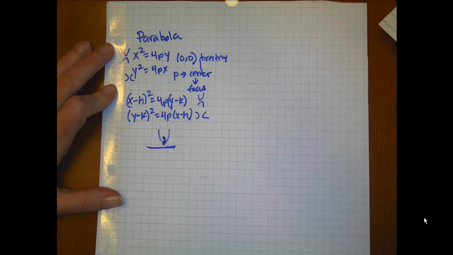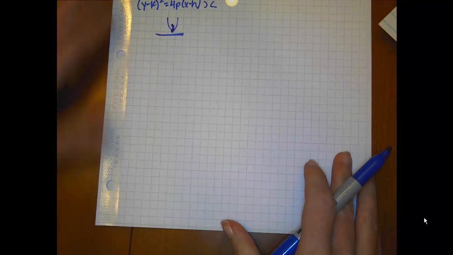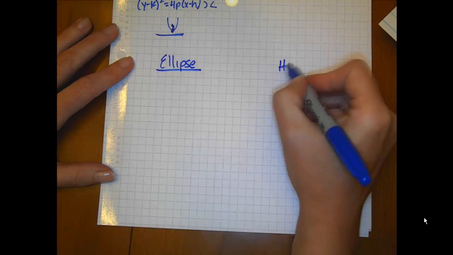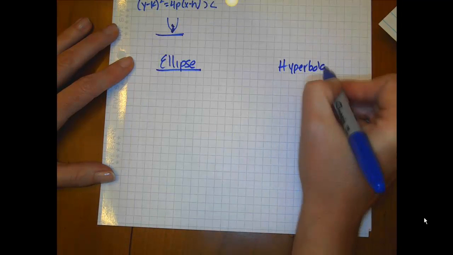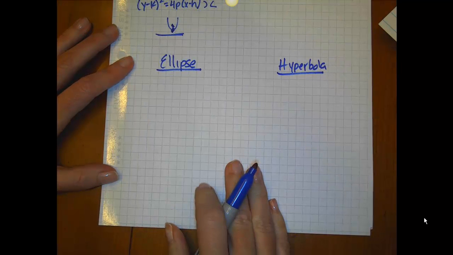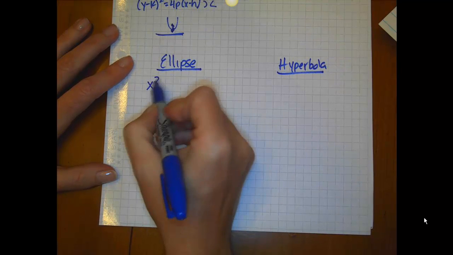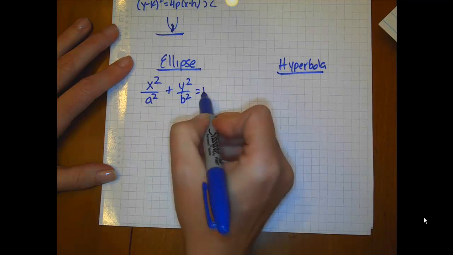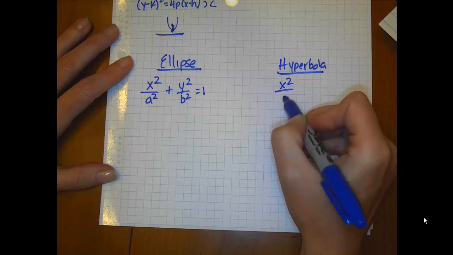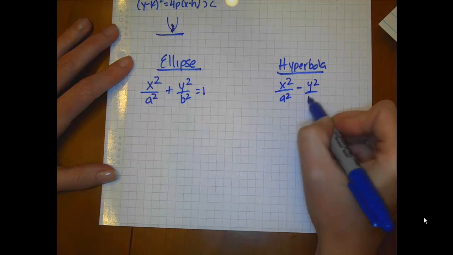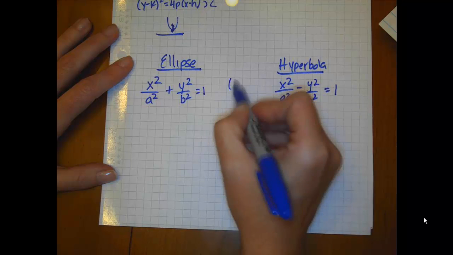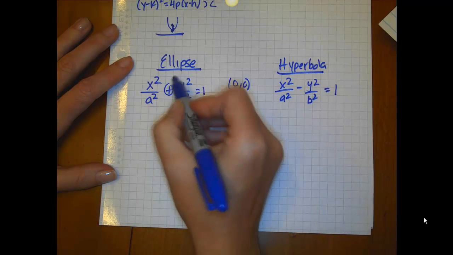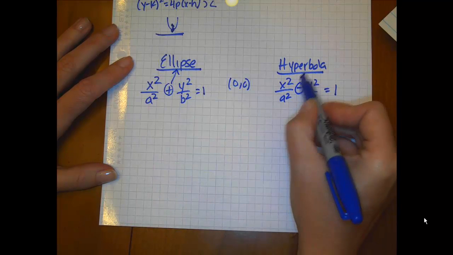All right, so now let's talk about the ellipse versus the hyperbola. I personally think if you're going to make a mistake, this is where it's going to be at, because they look a lot alike, they just have some subtle changes. For instance, the ellipse is going to look like x squared over a squared plus y squared over b squared equals 1, versus the hyperbola is x squared over a squared minus y squared over b squared equals 1. Both of these do have a center at 0, 0. But because of the plus, it's an ellipse. Because of the minus, it's a hyperbola.